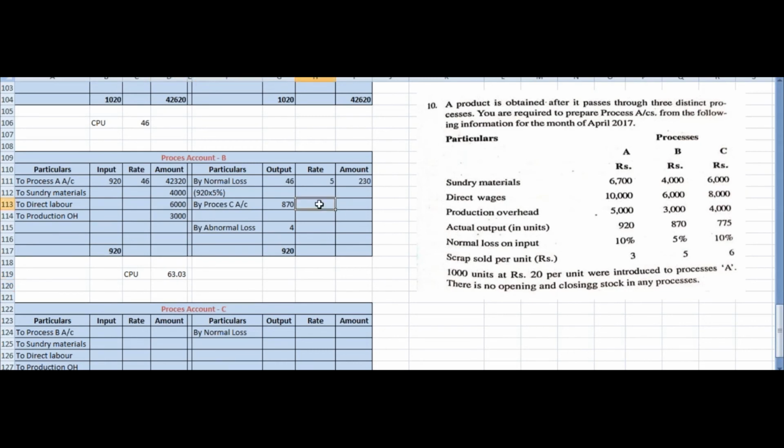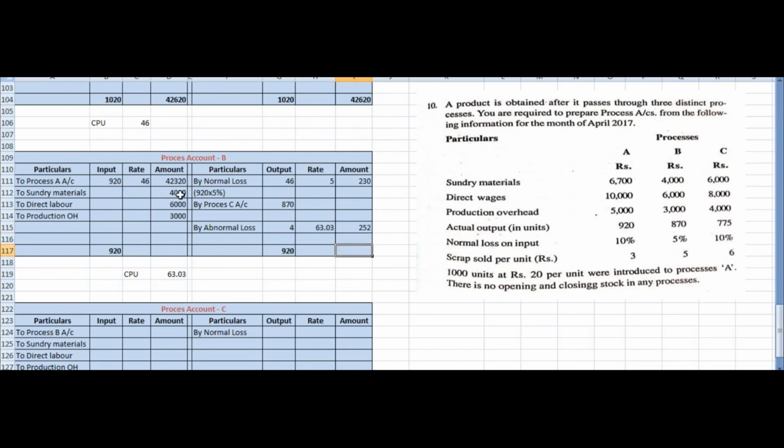So you need to adjust it like this. First you write abnormal loss, 63.03. Multiply these two, 4 into 63.03. So we get 252.12, correct? Check it. 252.12, sir. I left it at 252.